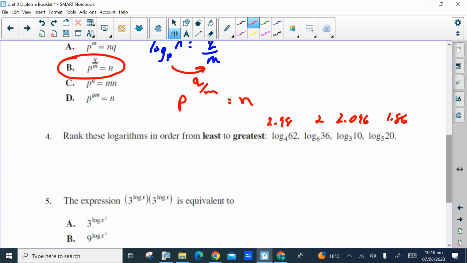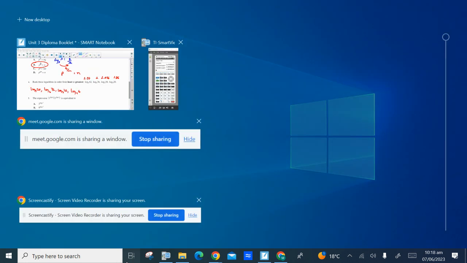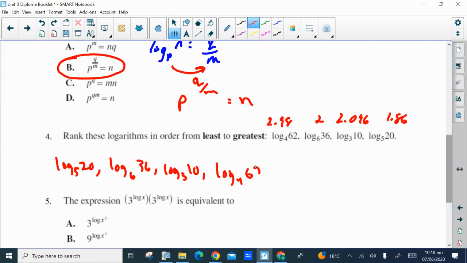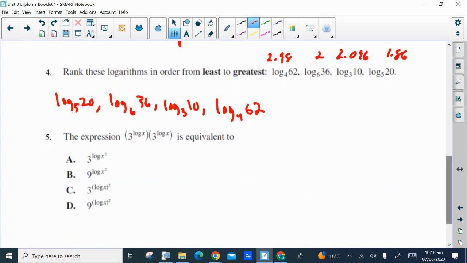So from least to greatest, the smallest one will be log base 5 of 20. The next largest number is 2, which was log base 6 of 36. The next largest number was 2.096, which is log base 3 of 10. And the largest is log base 4 of 62. So they're ranked from least to greatest.